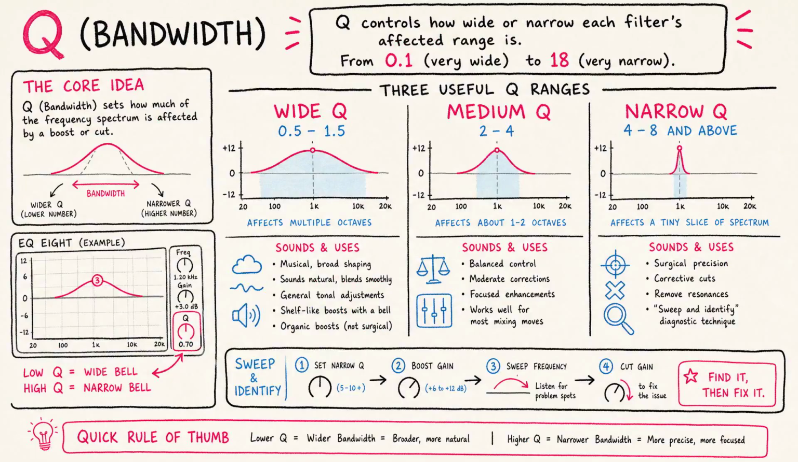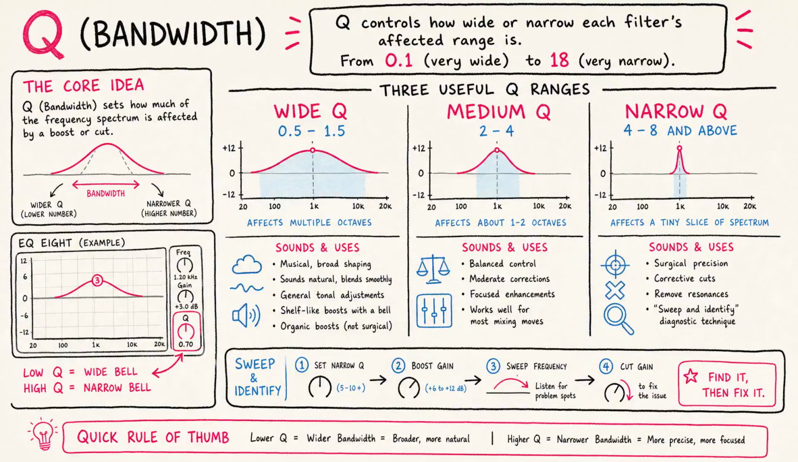The Q parameter controls how wide or narrow each filter's affected range is, spanning from 0.1, very wide, affecting multiple octaves, to 18, extremely narrow, affecting a tiny slice of spectrum. Wide Q from 0.5 to 1.5 is musical, broad shaping that sounds natural and blends smoothly. Use wide Q for general tonal adjustments, shelf-like boosts with a bell filter, and any boost you want to sound organic rather than surgical. Medium Q from 2 to 4 is balanced control for moderate corrections and focused enhancements.